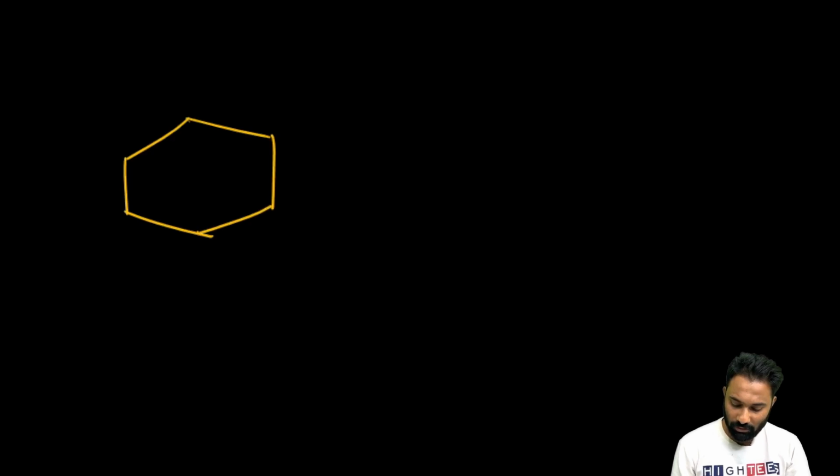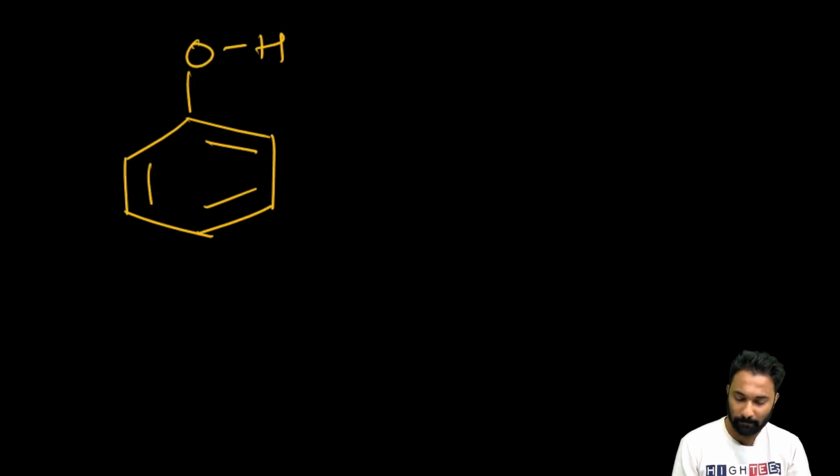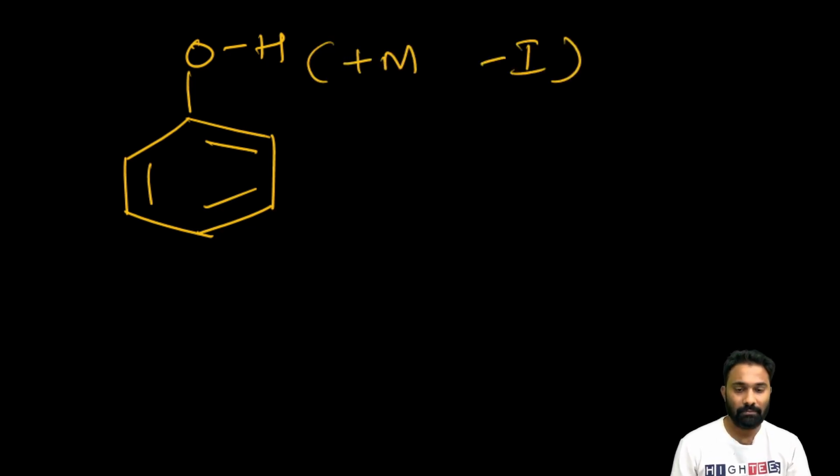Now let's come to the phenol, which I just now explained very clearly. In this phenol, it will show the plus M effect and it will show the minus I effect. But which effect is more dominating for the phenol? The plus M effect is more dominating for the phenol than the minus I. Why is the plus M effect more dominating than the minus I?